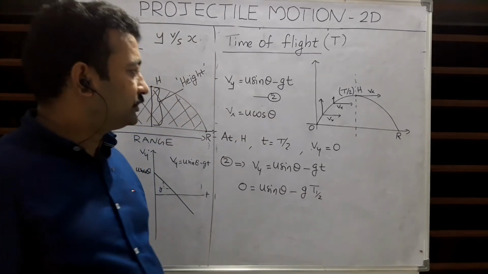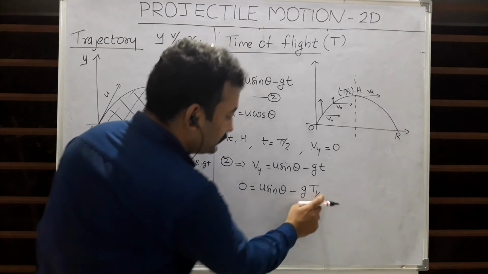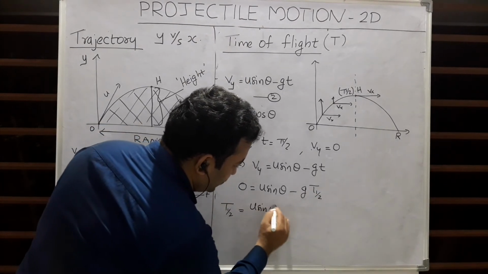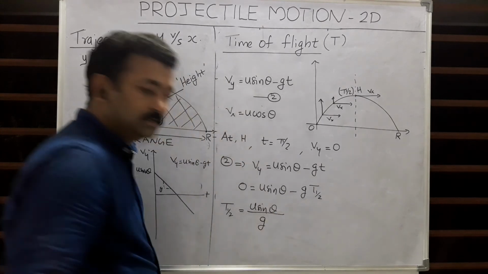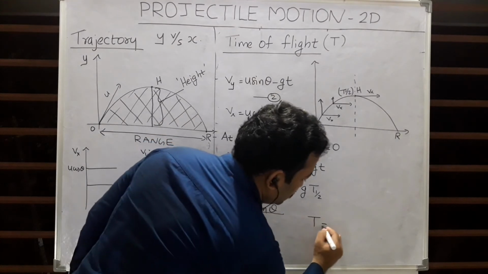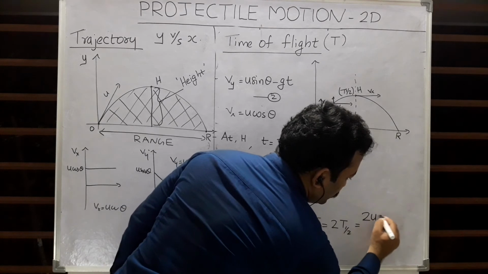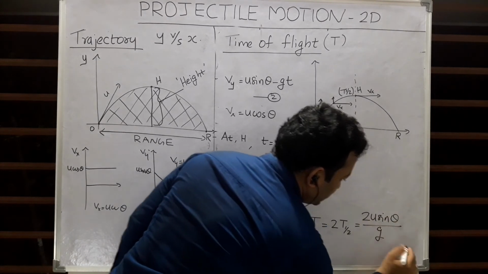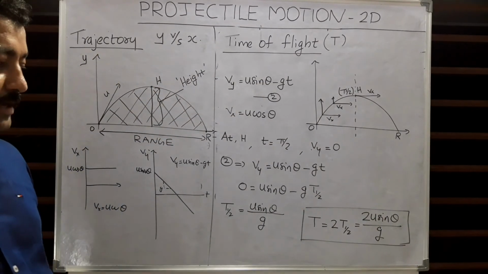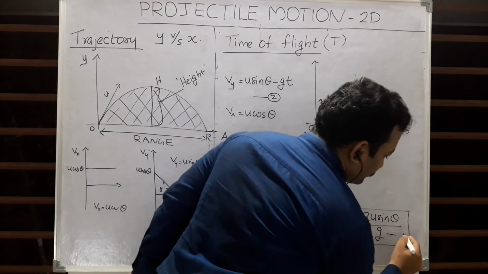I am calling it half of the time of flight. So what is half of the time of flight? Rearranging, I will get half of the time of flight as equal to u sine theta divided by g. So what will be the total time of flight? Total time of flight will be 2 into t half, that is equal to 2u sine theta divided by g. This is my equation for time of flight. I will put this one as equation 6.